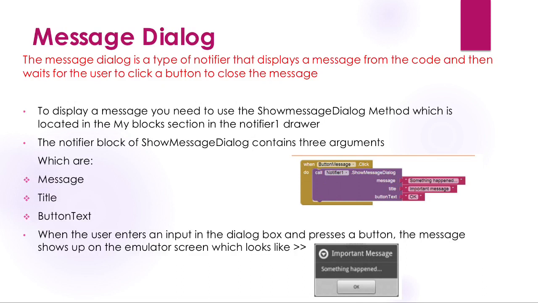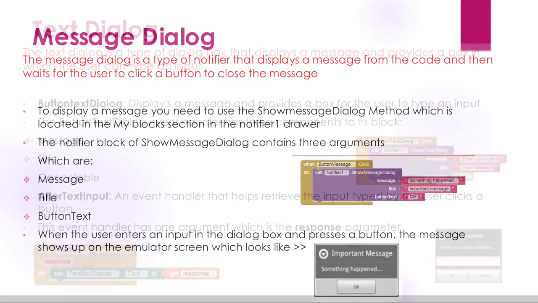This displays the title on the dialog box. So in the example on the right, the title is "Important Message". And the last argument is the button text argument, which displays the text on the dialog box's button. In the image on the right, the button text is "OK", but you can write whatever you would like. And on the screen, you can see that there's a small box on the bottom right corner. This is the dialog box that is shown to the user when they get the message.